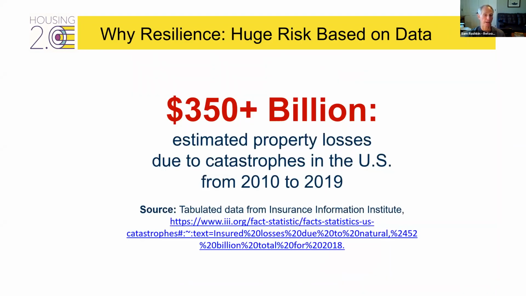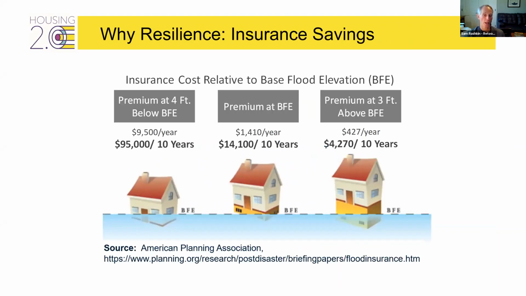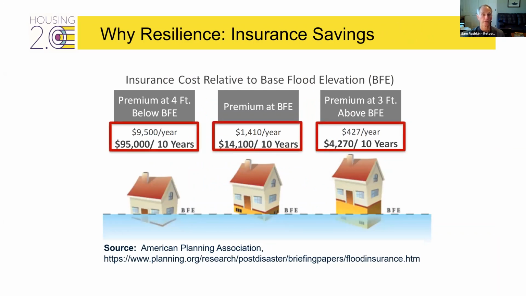And look what we paid the past decade, almost $1/3 of $1 trillion for property losses due to disaster risk. The industry is responding with discounts. So if you live 3 feet above base flood elevation, over 10 years you'll save about $10,000 on your flood insurance. You'll save $90,000 if it's 3-4 feet below base flood elevation.